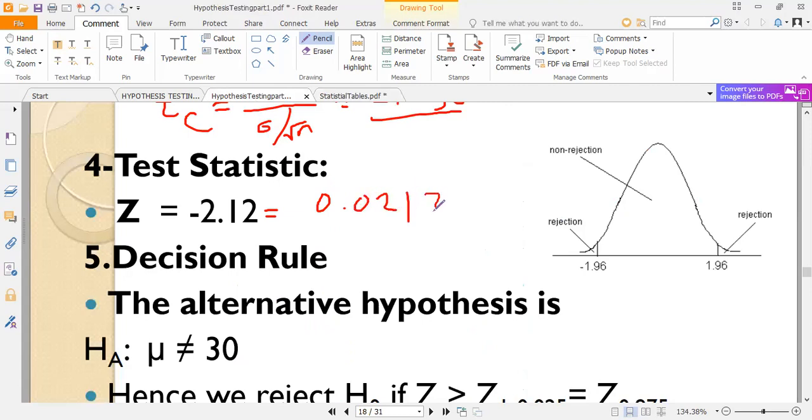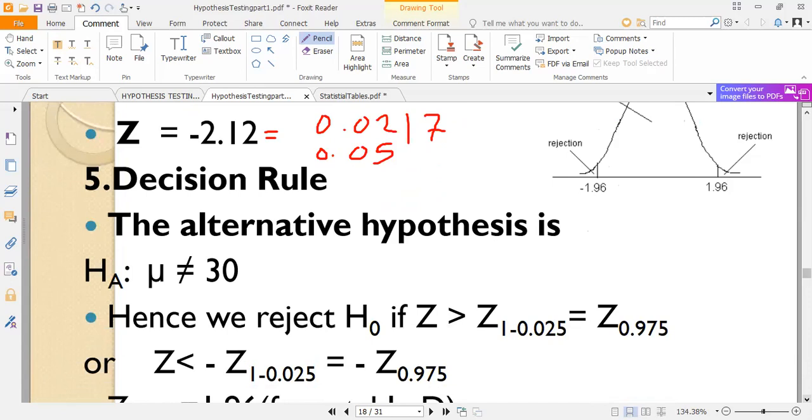Then you're comparing this one to what? What is our alpha? 0.05. Good. So are we rejecting or do we fail to reject? We reject because this p-value is less than 0.05. Yes, we reject. So this is how we make the decision using the p-value under hypothesis testing.